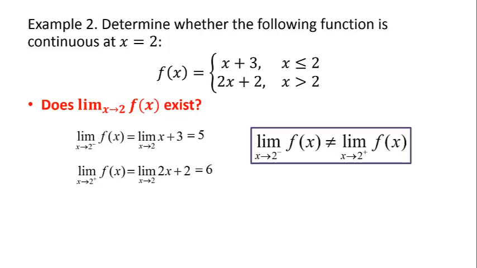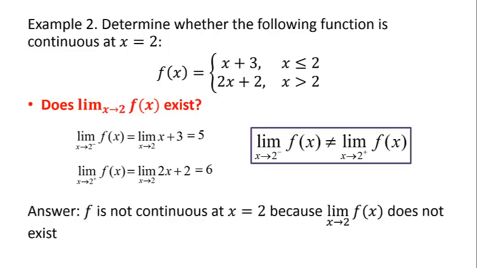Since the limit from the left does not equal the limit from the right, we know that the limit of the function does not exist as x approaches 2. Therefore, our answer is that f is not continuous at x equals 2 because the limit of the function does not exist as x approaches 2.